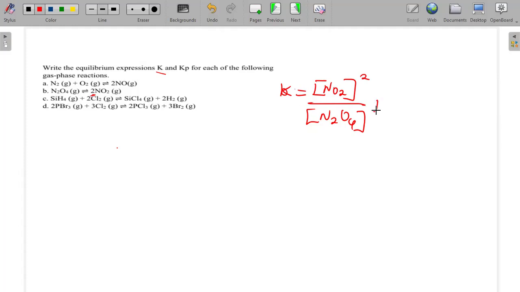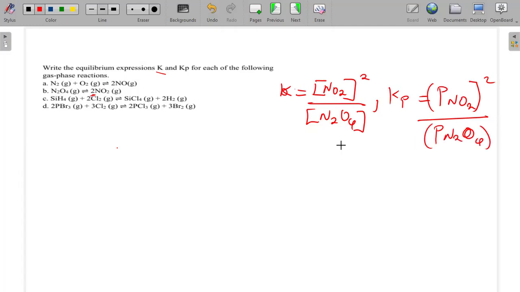So that's the K expression for this reaction there, okay. For the Kp, we're just using pressure, isn't it? So we get the pressure for NO2, we power it to 2 to its coefficient, then divided by the pressure of N2O4, okay. So we're going to power it to nothing because the coefficient is 1 there. So that's for reaction B, okay. Let's do the same to reaction C, okay.